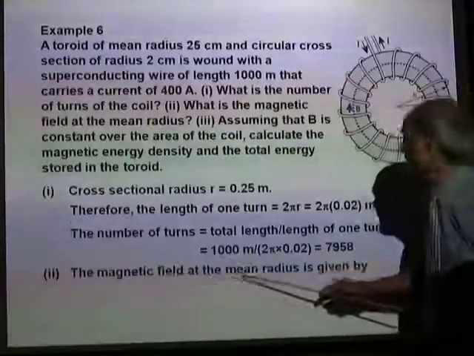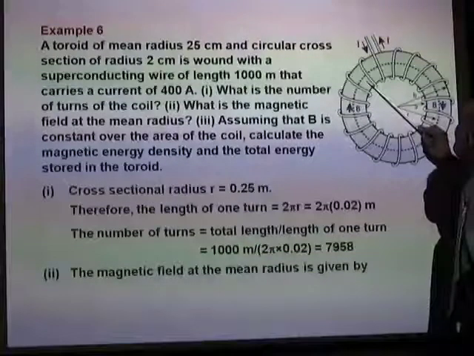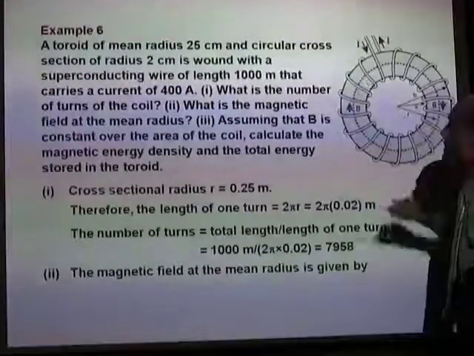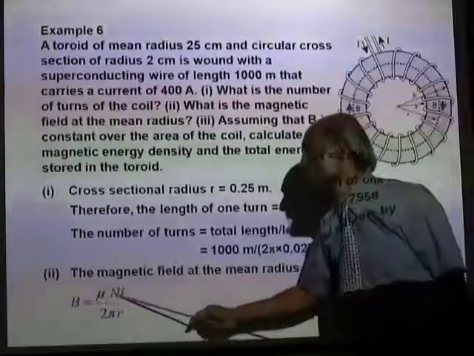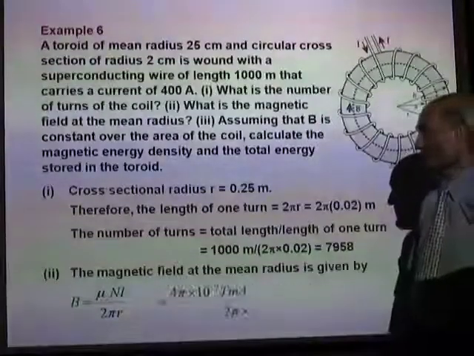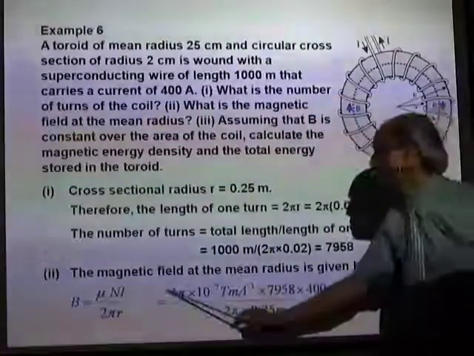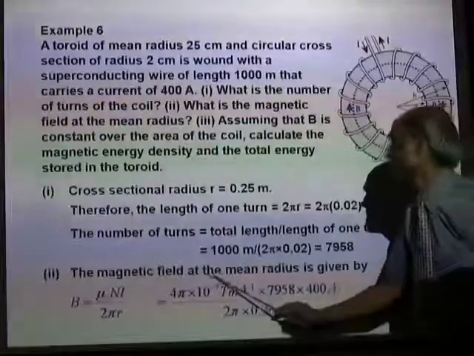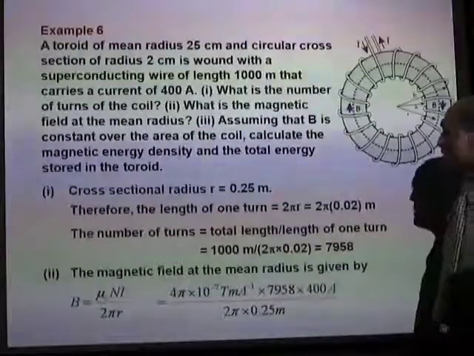The magnetic field at the mean radius. Well, the mean radius will be over here, is that right? What's the expression for the magnetic field? It is mu 0 N i over 2 pi r. Mu 0 is 4 pi times 10 to the negative 7. N is the total number of turns.